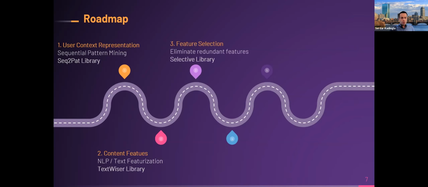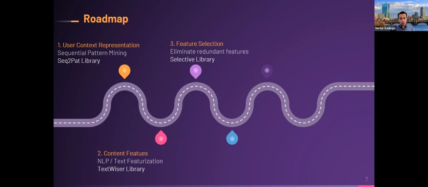So if we bring these two components together, the user context and the content features, we might want to eliminate some redundant attributes or reduce the dimensionality of this aggregated representation. So in step number 3, we will look at feature selection to eliminate redundant features or reduce our dimensionality for efficiency purposes. And we will use our selective library for this purpose.